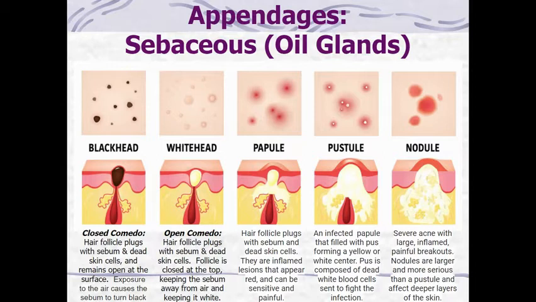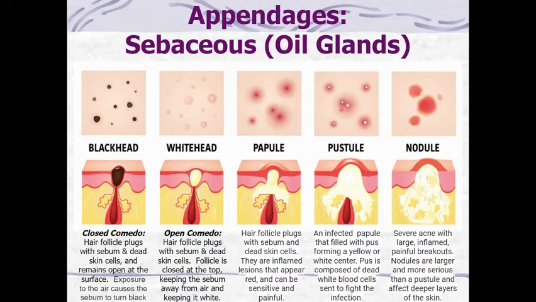A papule is when the follicle is plugged with sebum and skin cells, and then it starts to become inflamed. So it starts to swell up. A pustule is an infected papule. So not only is it inflamed, but now it's starting to form pus. And so then you're going to notice that white center of pus filling inside. The pus is actually dead white blood cells that have gone to try to fight the infection.